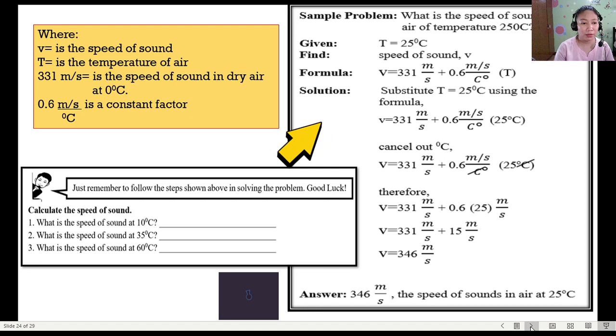And sa last, ganun. Number 3, 60 degrees Celsius times 0.6, cancel mo yung degrees Celsius both sides, then the answer, add sa 331. So, you will get the speed of sound at different temperatures. Gamit kayo nung format: given, find, formula, solution, and answer. Pwede nyo yun isulat sa likod ng module nyo, no?